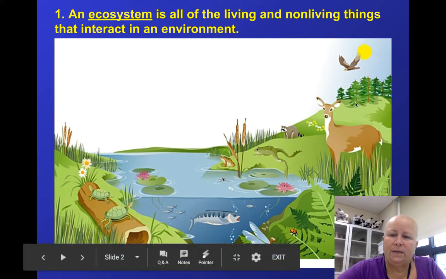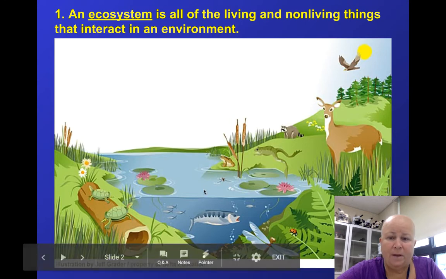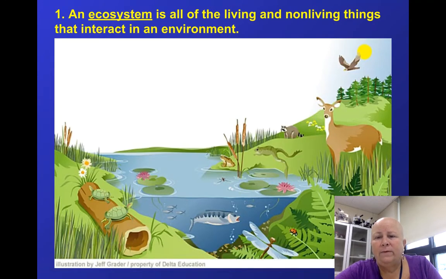And if you notice, there's a little forested area, and there's grass area, and there's a pond, a lot of different places within this ecosystem, but we consider it one big ecosystem, and all of the living and non-living things in this ecosystem are interacting to form the ecosystem.